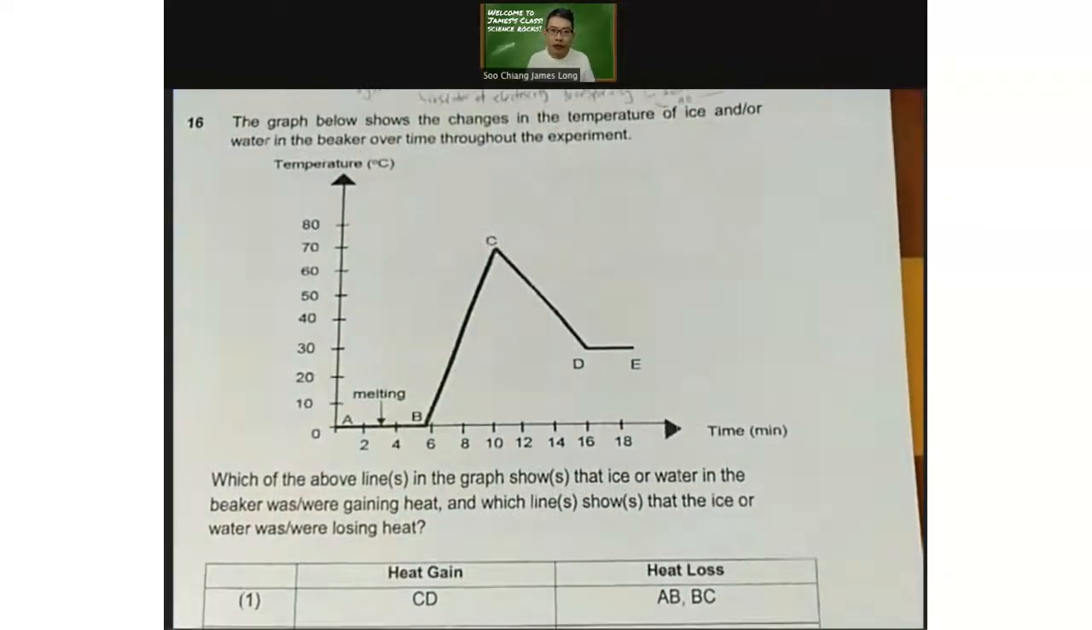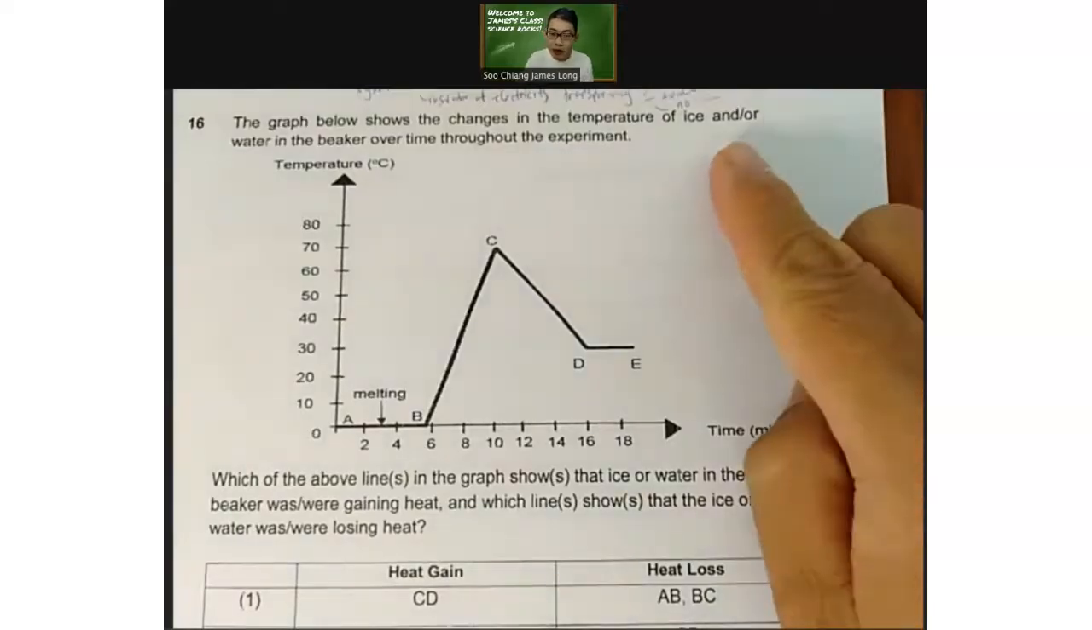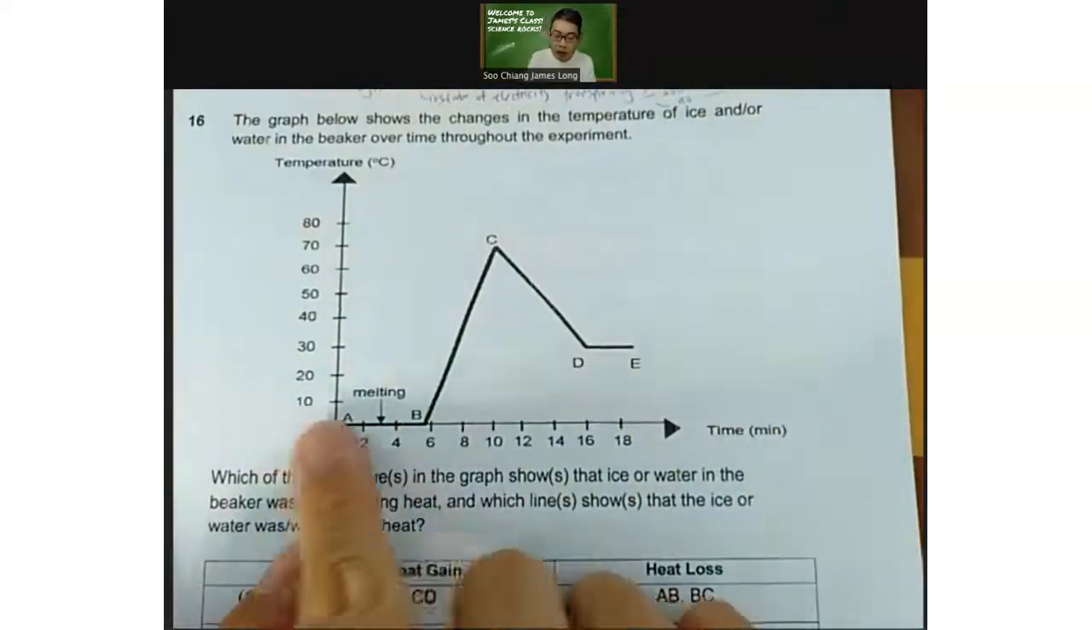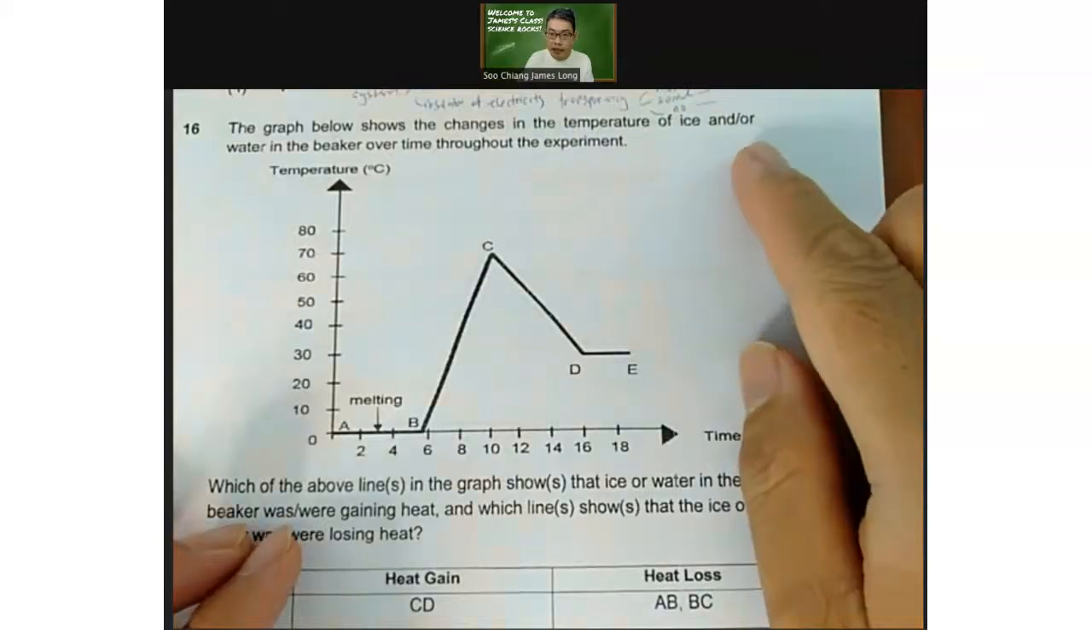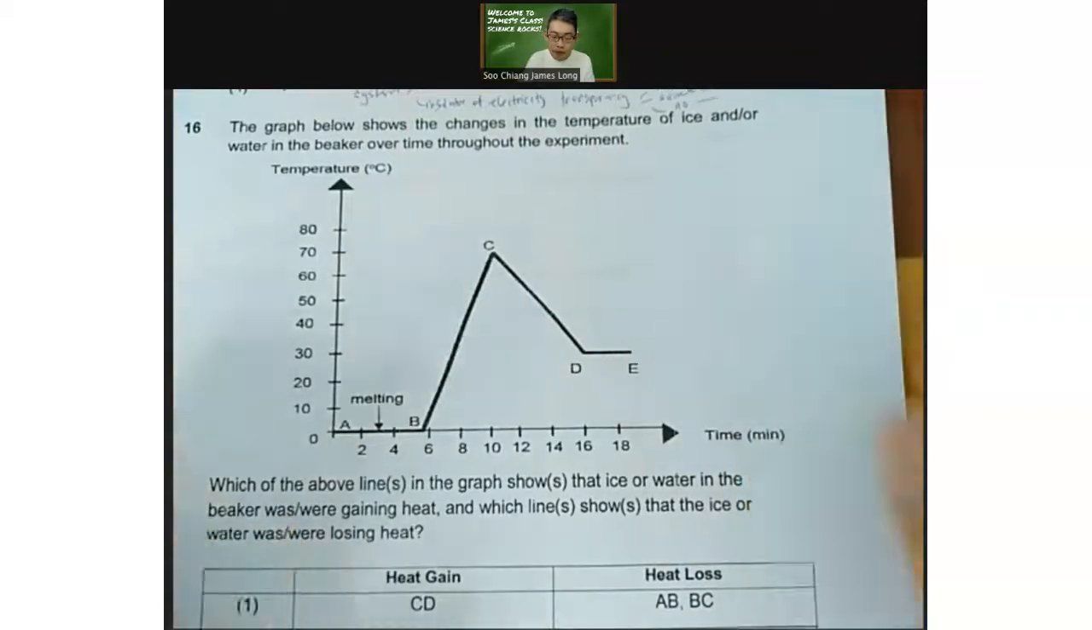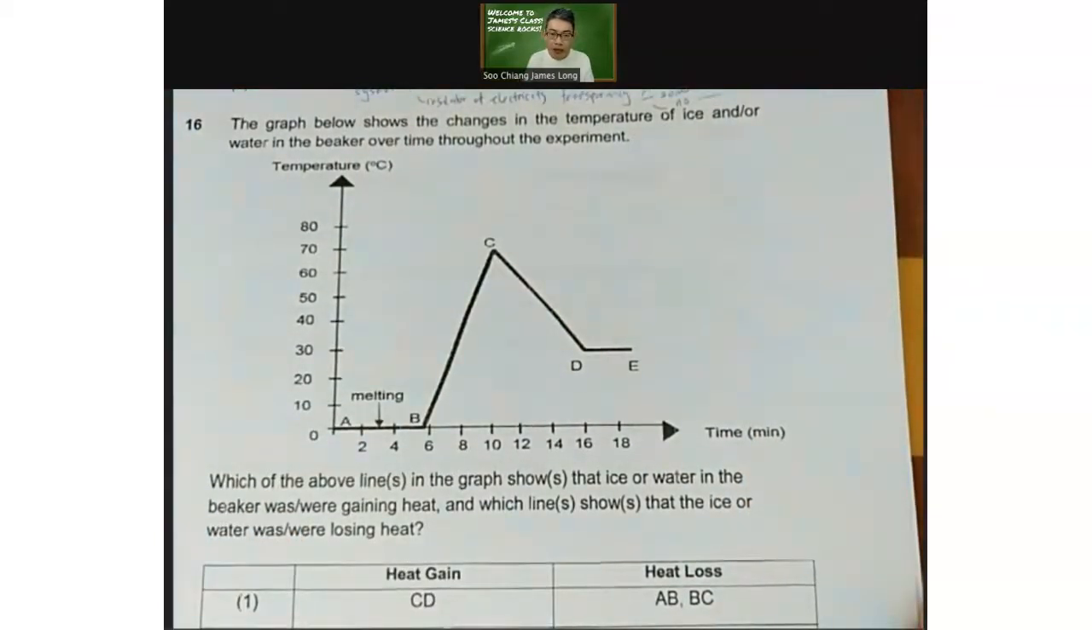Now, the graph shows the changes in the temperature of ice and/or water in the beaker over time throughout the experiment. This is used because they talk about ice at some stages, and then beyond that, when all the ice has melted, you go on to water. Therefore, it's ice and/or water. So which of the lines above show that ice or water in the beaker was gaining heat, and which show whether ice or water was losing heat?